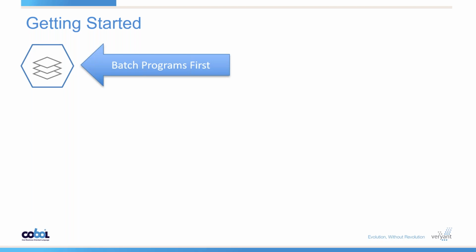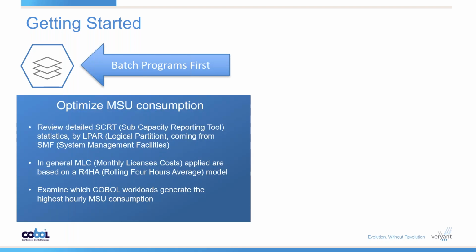Your MSU consumption needs to be reviewed to analyze where and how your COBOL workloads are handled. This can be done with various IBM and third-party tools available. The IBM software prices are generally established by IBM under the R4HA, which stands for Rolling 4-Hour Average model. If your batch processes are the highest 4 hours, then moving them to the zIP makes sense.